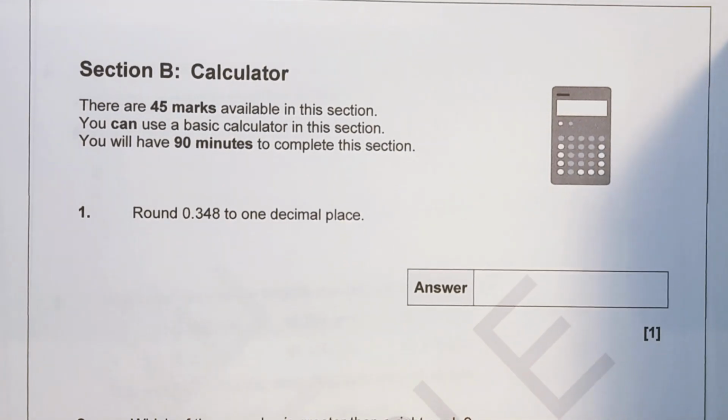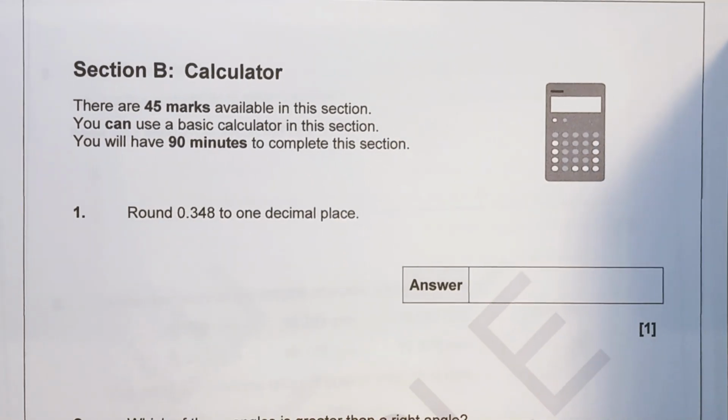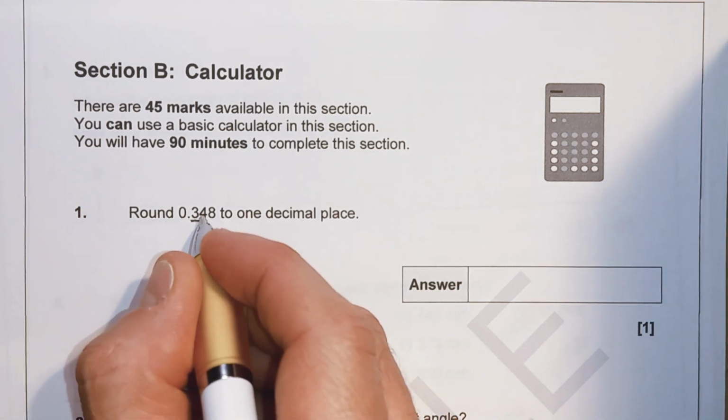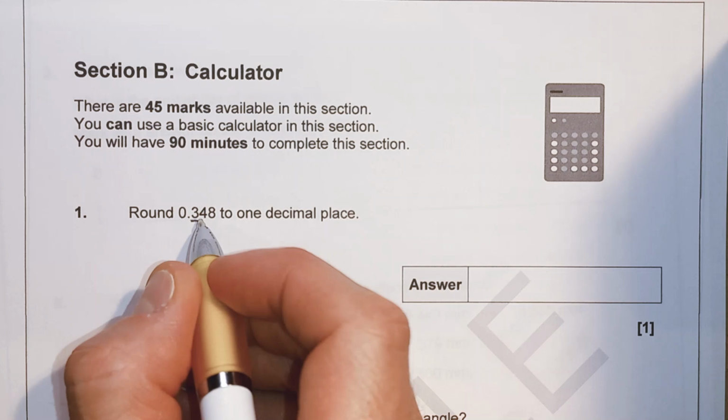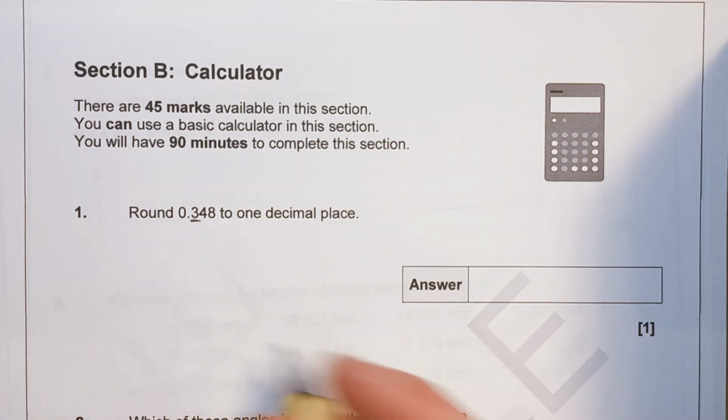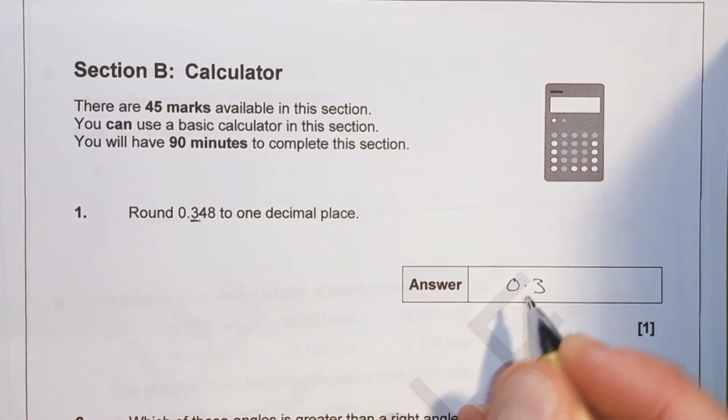Okay, we're on to section B and question 1. Round 0.348 to 1 decimal place. So 1 decimal place would be the 3. So we look at the digit after it. If it's 5 or more, we would increase this by 1. If it's less than 5, we're just going to keep it as 0.3.